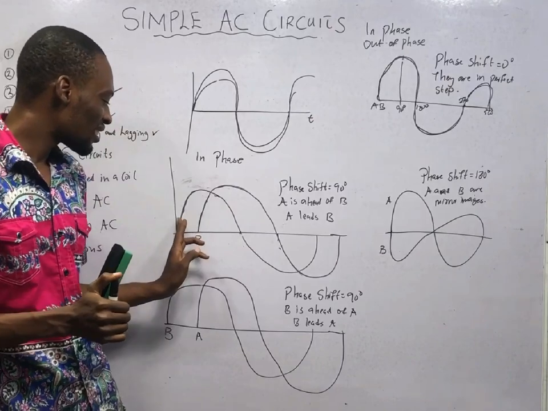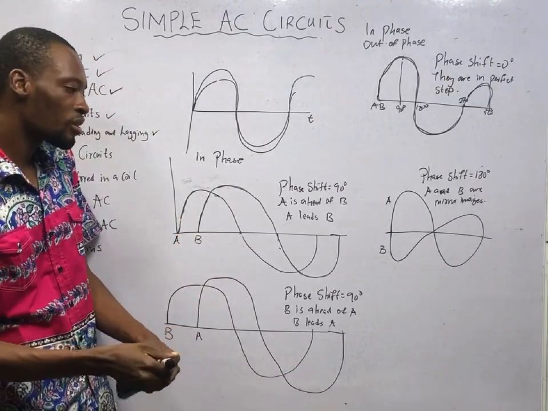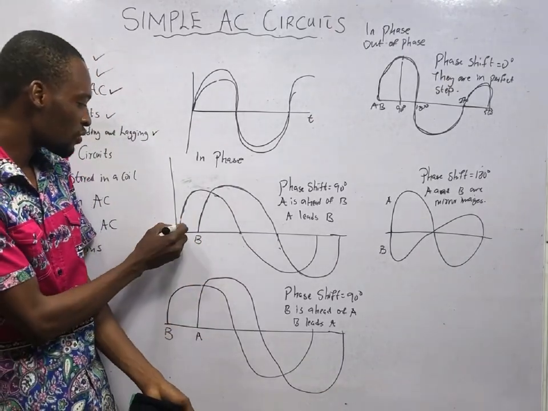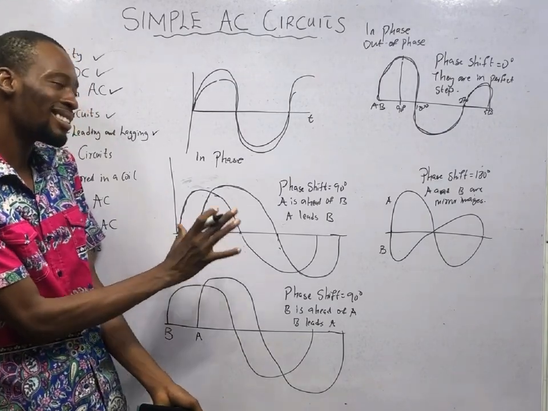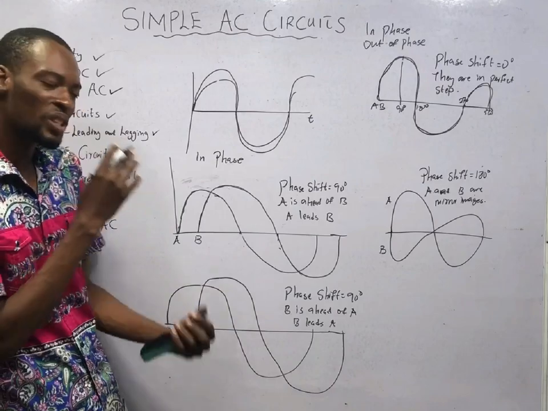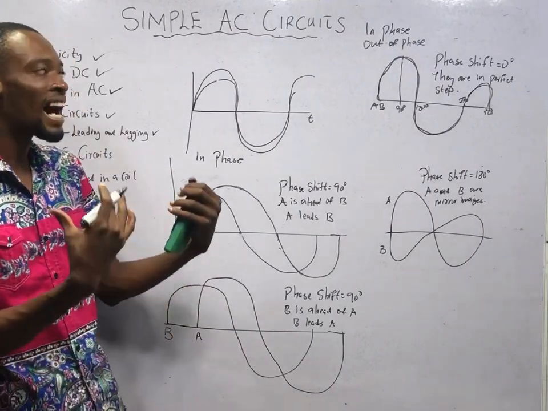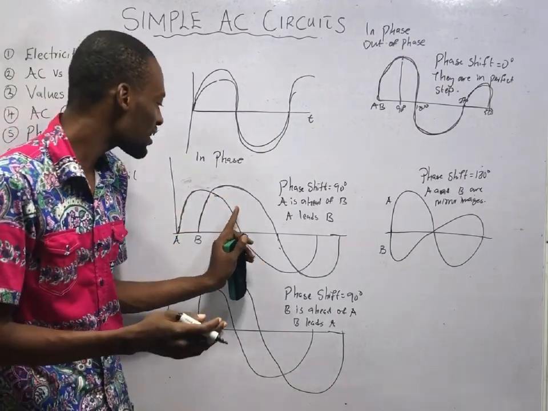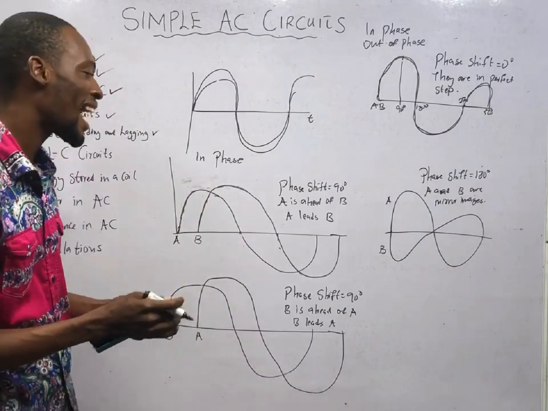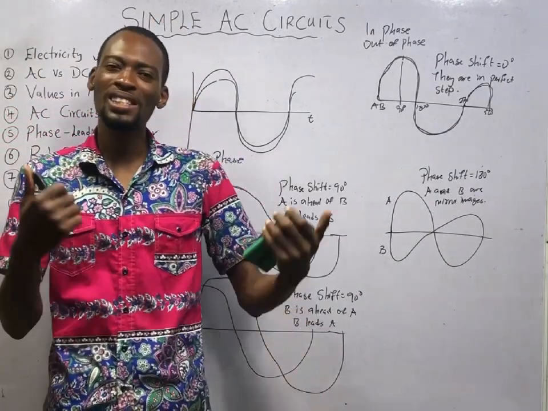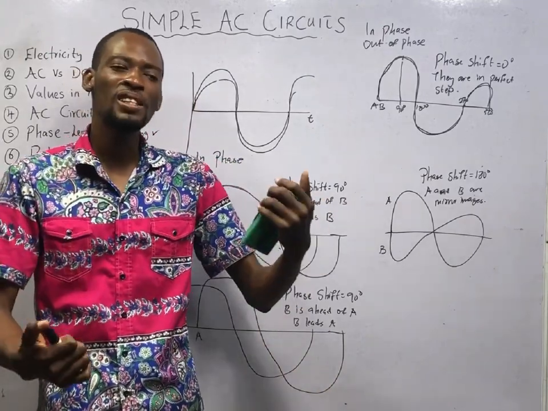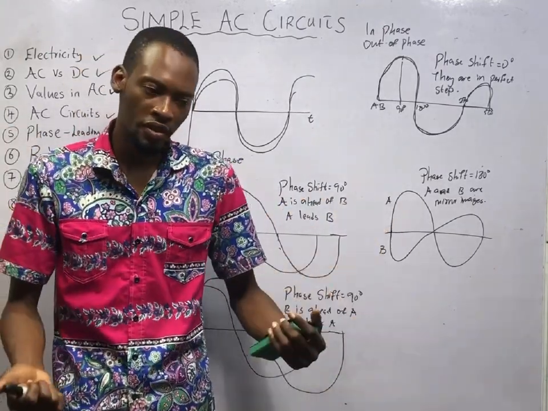This one started here, let's say at 0 seconds or 0 degrees. This wave started already. So this one did not start at 0 degrees. It waited a little. So both of them are not starting or ending at the same time. That is out of phase. So we simply say that wave A and B are out of phase. Now, by what angle? What is the phase angle? Phase angle is simply the angle at which they are out of phase.